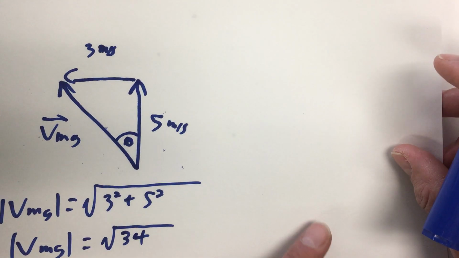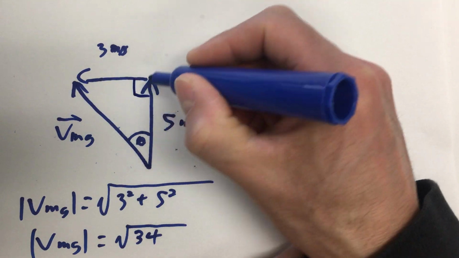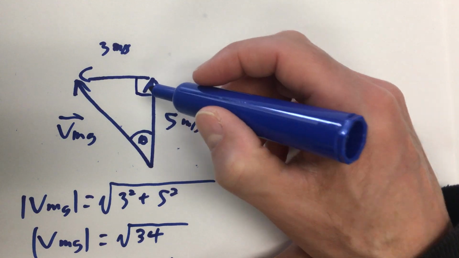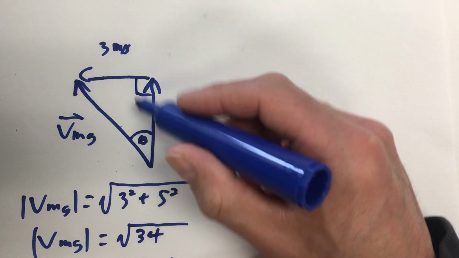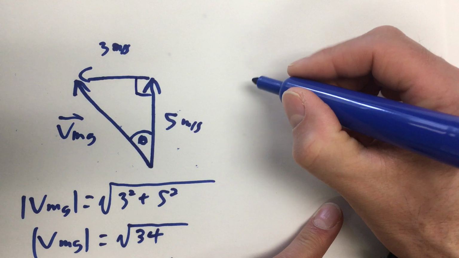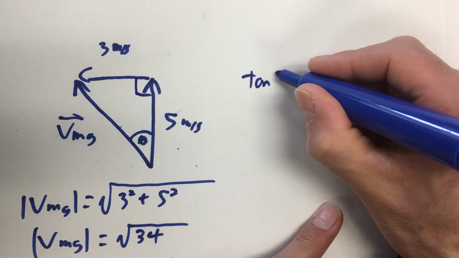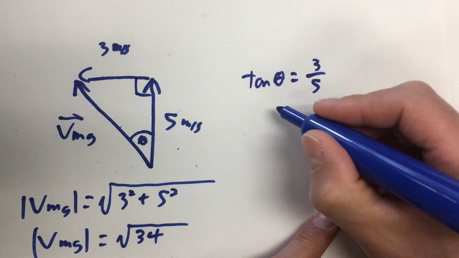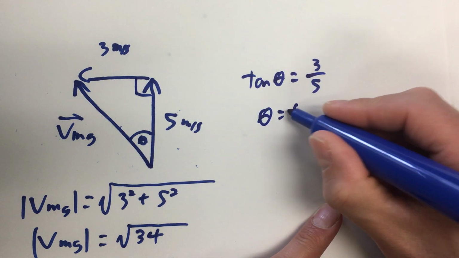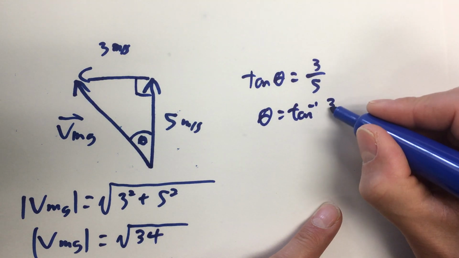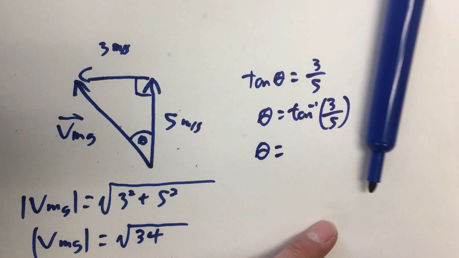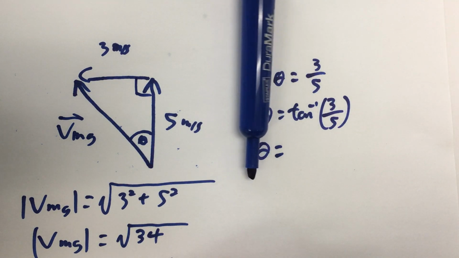Okay, so to find our direction, well, this is a right angle because north and west are right angles from each other. That's a right angle. The tan of this angle is opposite over adjacent. So I can write the tan of my angle is opposite over adjacent. So my angle is arctan of the opposite over the adjacent. So my angle is, I'll take 3 divided by 5.